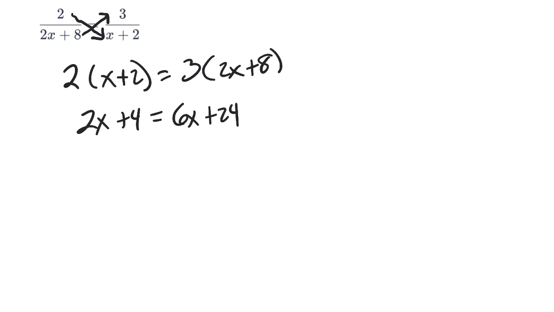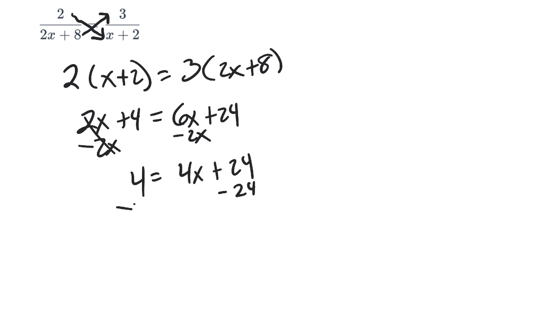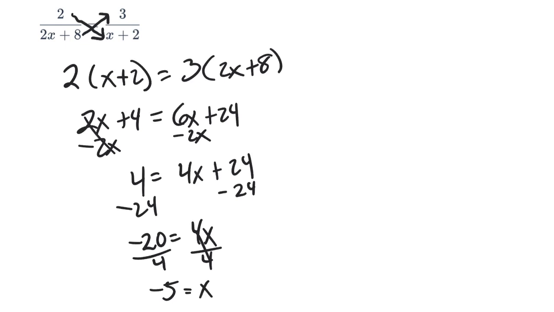We have more x's on the right, so we'll cancel them from the left. Subtract 2x from each side. We'll have 4 equals 4x plus 24. Now we just subtract 24 from each side. We'll have negative 20 is equal to 4x. Divide by 4. And looks like x is going to equal negative 5.